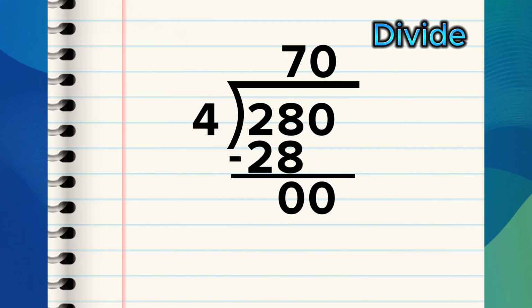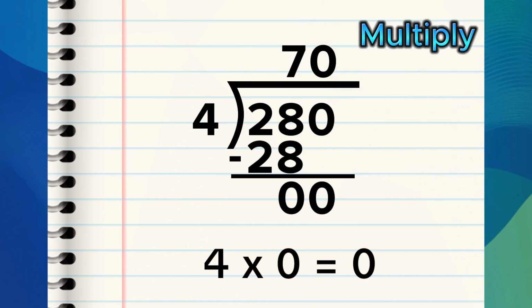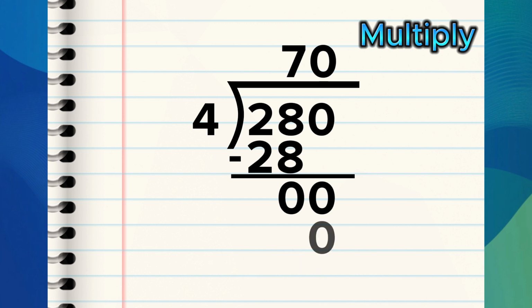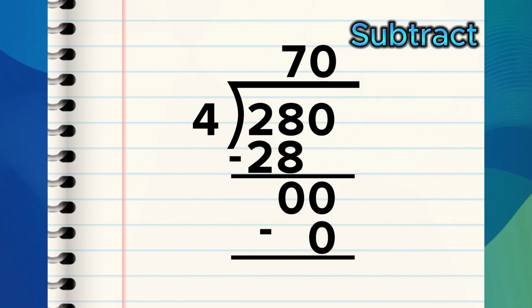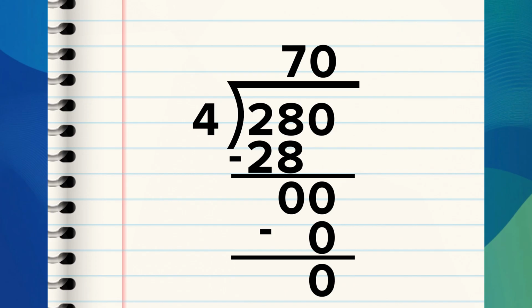So I write a 0 here next to the 7. If you multiply 4 times 0, you get 0. So put that under my other zeros below. 0 minus 0 equals? You got it, 0. There is nothing else to bring down, so we're done with this math problem. 280 divided by 4 equals 70.